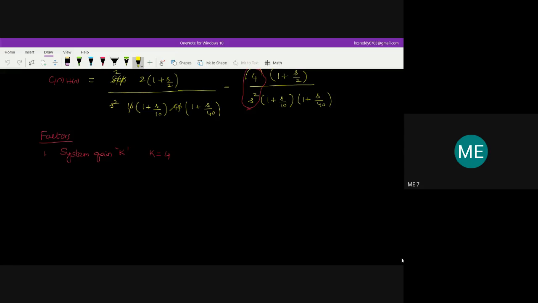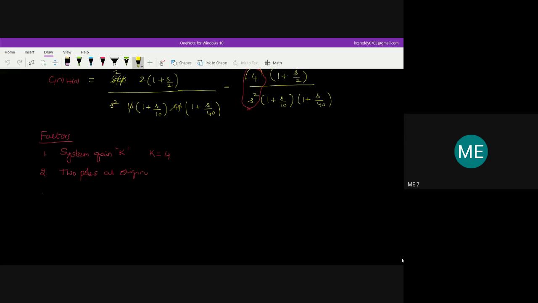So first we'll find out what factors are present in the system, right? The second one is poles, 2 poles at origin. S square means there are 2 poles at origin. S square equal to 0 means s1 equal to 0 and s2 equal to 0. So 2 poles at origin, right?